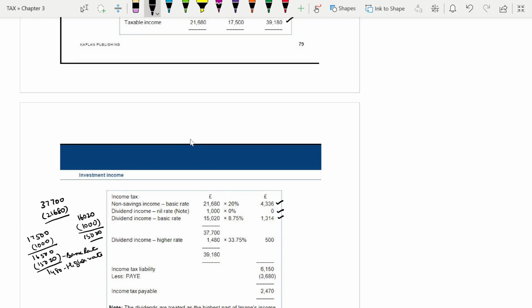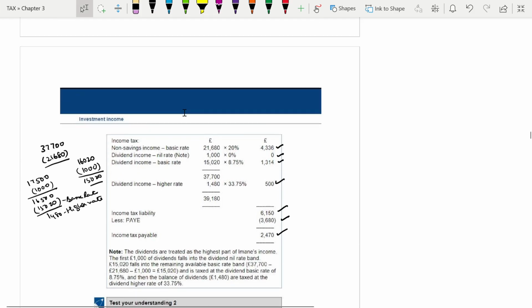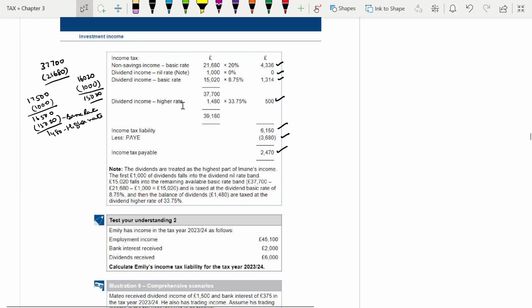Fine, 33.75. Total is this much. Pay is this much. Income tax payable is how much? 2,470. Is it okay with this? Now you can understand how easy it is to get the things done. Okay, next. We will do this and hold it out. How much is there?